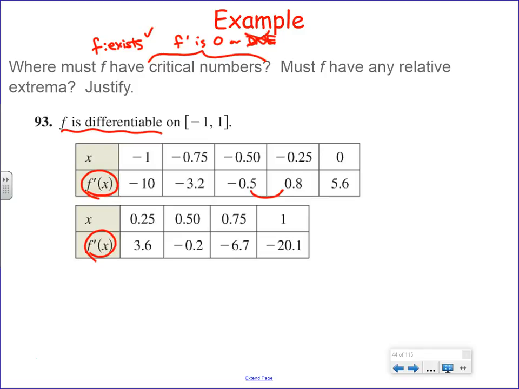Now, hold on, are there any more? Yes. So how many critical numbers does it have to have? At least 2. Critical numbers must have at least 2, since f prime changes from positive to negative. Changes signs at least twice.